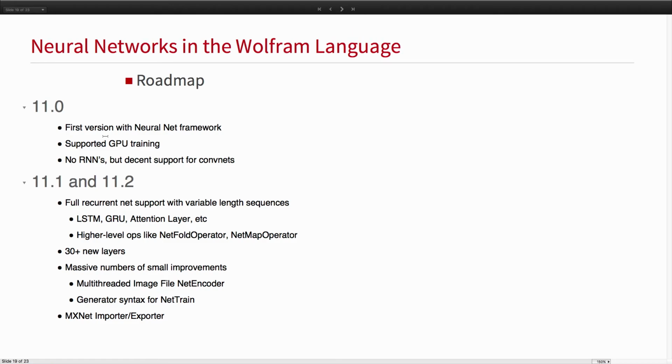So in the first version, we basically had simple recurrent convolutional networks. We didn't have any RNNs. We did support GPU training, and we had a very limited set of layers. So in 11.2, our task has already been to add functionality. The major thing was to add recurrent network support with variable length sequence support, and also something like 30 new layers that we added in those 2 versions. And there's been massive numbers of small improvements, from a multi-threaded image loader so that image training is fast enough if you're doing it out of core, to things like an MXNet importer and exporter.